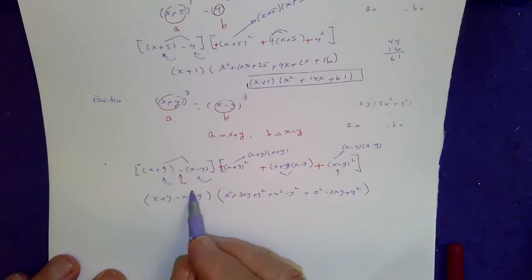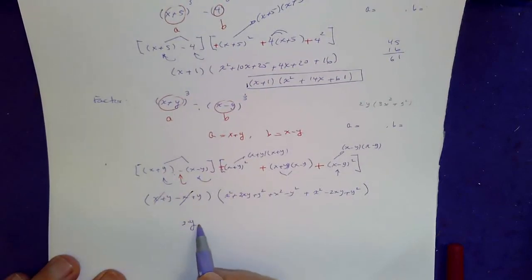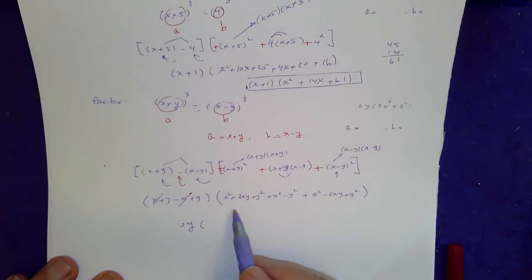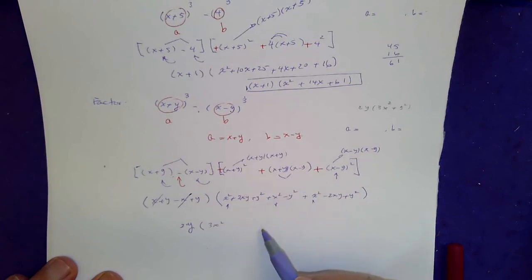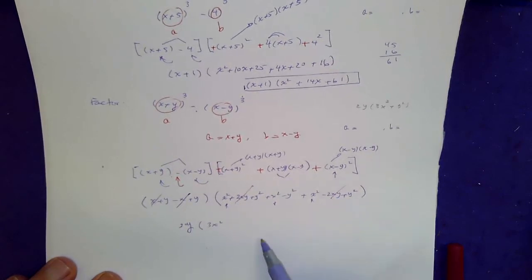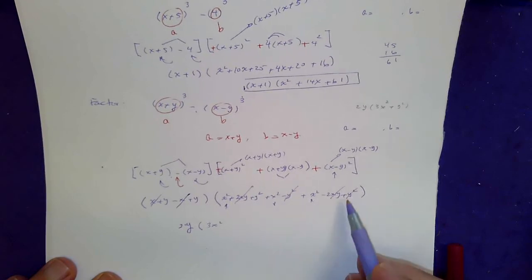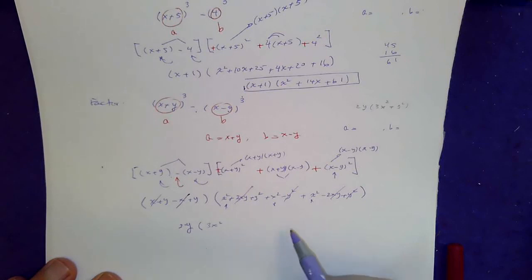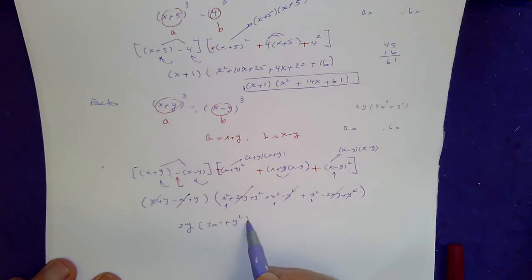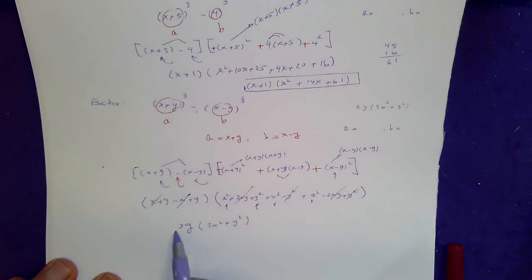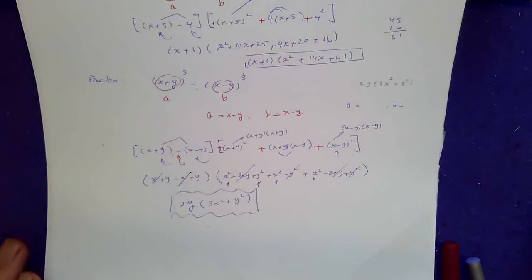So cleaning this up, these guys cancel. So I get 2y times, let's see what I got. I got 3 of those guys. Then these guys cancel. These guys cancel. Is that right? So let me see what I got. I will be left with what? Y squared, this guy. And this, ladies and gentlemen, is our final answer. Thank you.